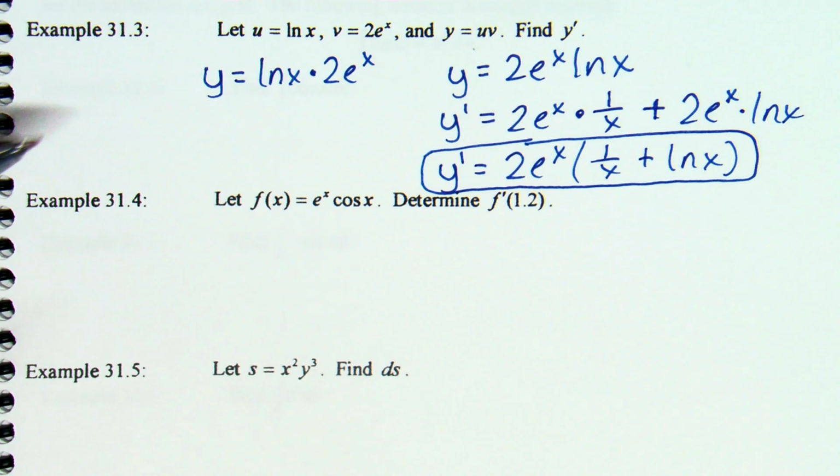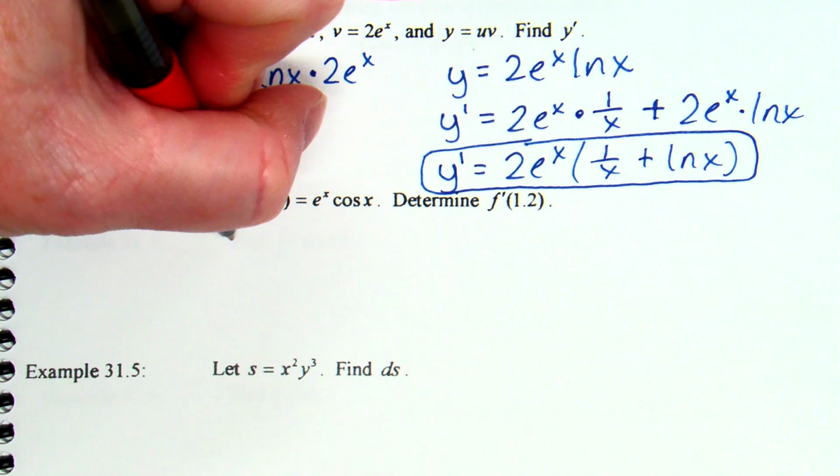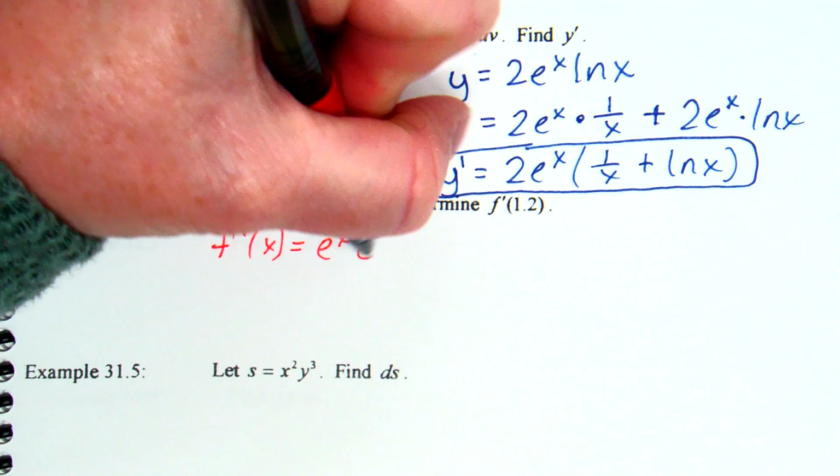It's like, oh, nice. f of x is e to the x cosine x. Determine f prime of 1.2. Yep. You have to find the derivative first, then we'll substitute the 1.2 in at the end. So, derivative of e to the x, keeping the cosine x, plus, keep the e to the x. What's the derivative of cosine x?